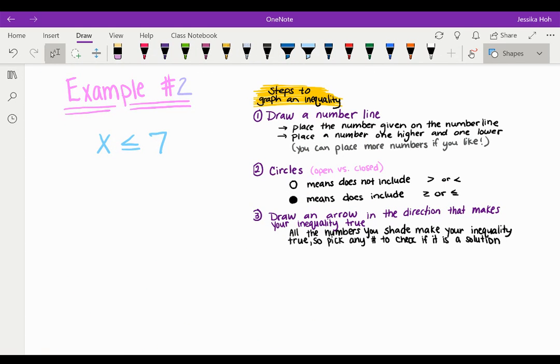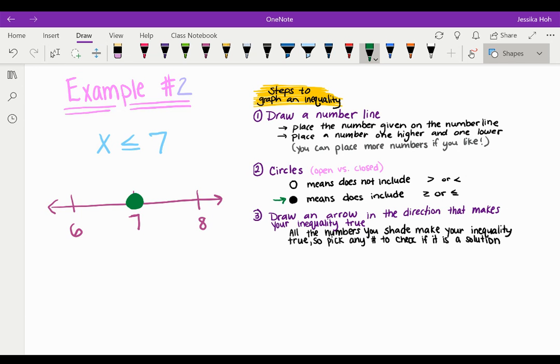Example number 2. x is less than or equal to 7. Okay, I'm going to draw a number line because it's step number 1. I'm going to plug in 7 in the center, 1 higher, 1 lower. Next, to see if I'm going to do an open or closed circle. My inequality is less than or equal to, and that means I'm going to do a closed circle because the number 7 is included in my solution.